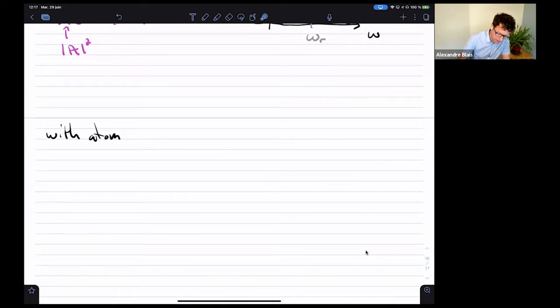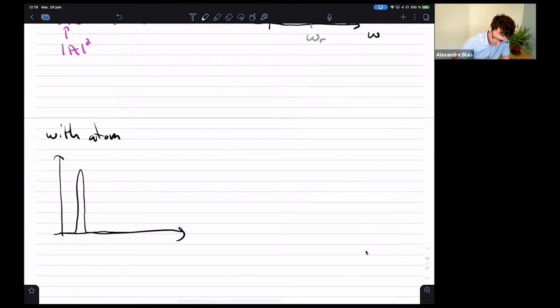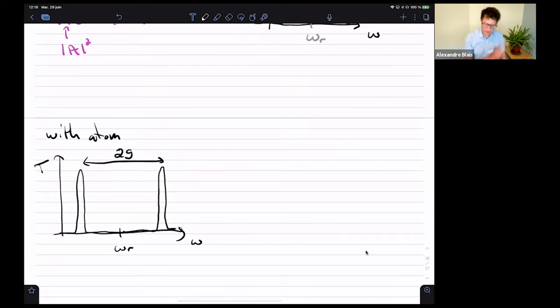So with an atom, what we expect to see, and what we see in fact, is this doublet, which I can be a little more optimistic about and make the separation even bigger, something like this. The cavity frequency is here, transmission as a function of frequency, and the two peaks are separated by 2g.